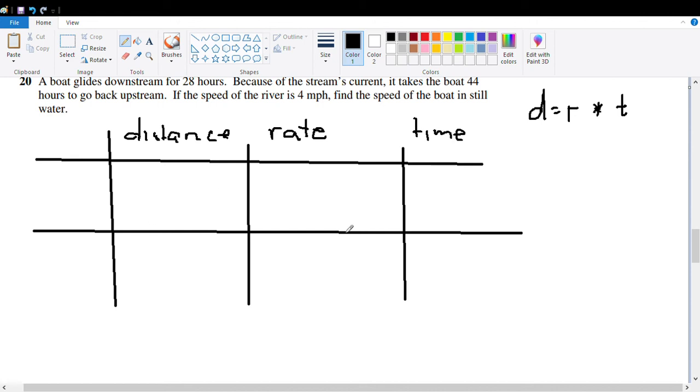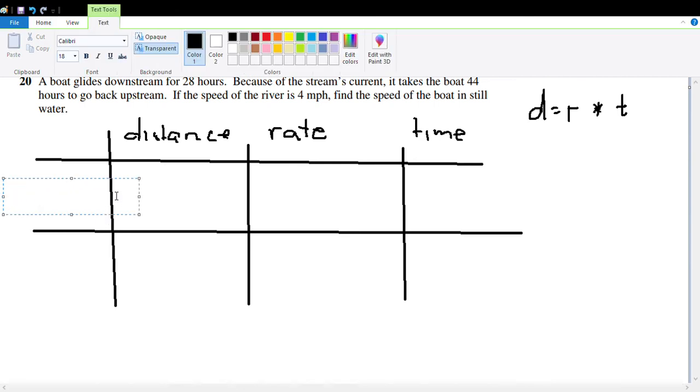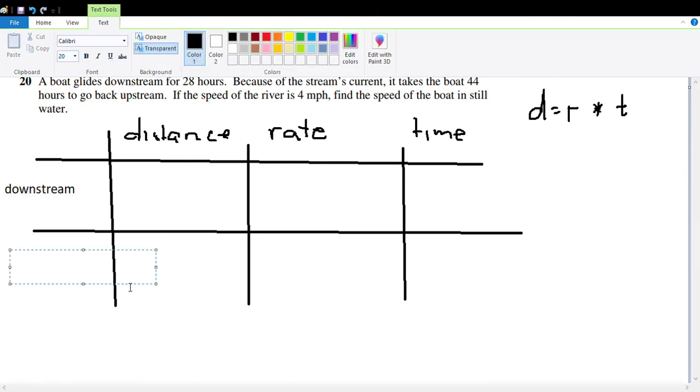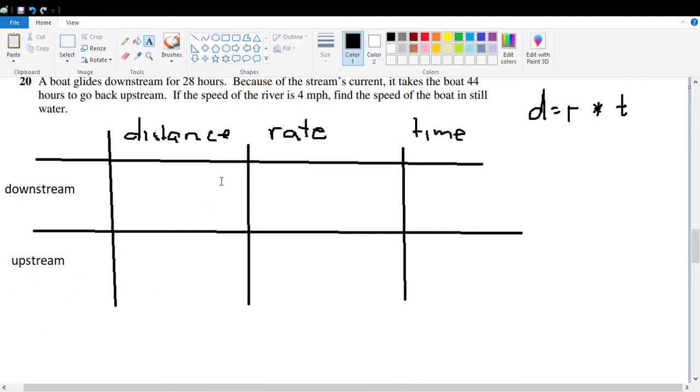So this is a distance rate time problem, and this is a boat. In the first part, we have downstream, and the next part is upstream. Those are the two scenarios we have. We don't have any new solution or anything, because the question is just asking about downstream and upstream. So now what do we do? Well, we're going to fill in the boxes.